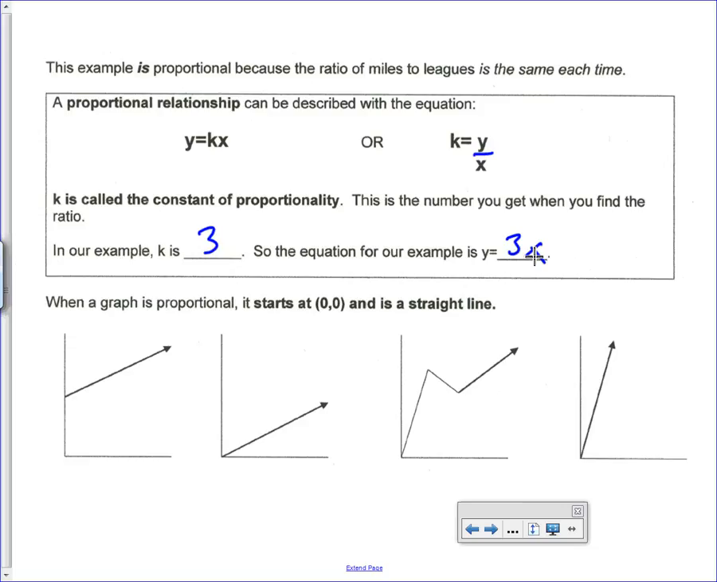Okay. So that's how a table is proportional. Now we're going to look at graphs. A graph is proportional when it starts at 0, 0 and is in a straight line. So when we look at a graph, we ask, did this line start at 0, 0? 0, 0 being right here, did it start? No. So it is not proportional.